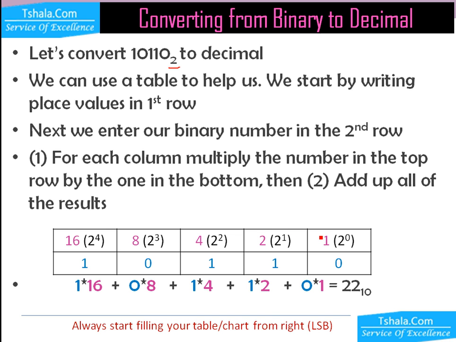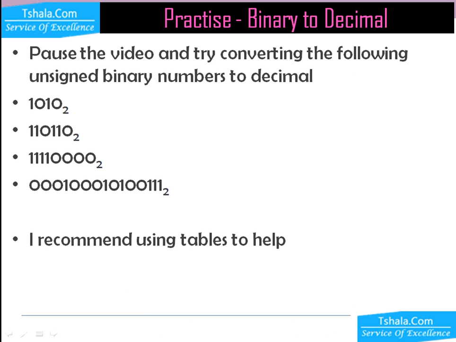So, for example, here, if I start from left, I basically multiply that to that, and so on. That's what I have written at the bottom. So this one will give me the result that we have here, and the result is 22 base 10, which is decimal. Pause the video and try converting some of the following unsigned binary numbers to decimal.